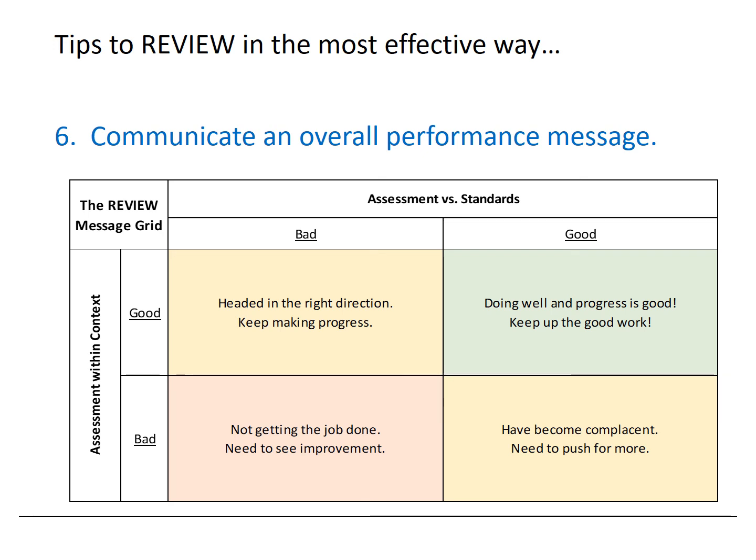The bottom right quadrant is when performance versus standard is good, but performance within context of the situation is bad. An example of this could be that the employee has been performing at standard for a while, but progress has stalled and they are coasting along without any further improvement. The message in this review situation is the employee has become complacent and needs to work harder to push for more. And the top left quadrant is when performance versus standard is bad, but the context provides acceptable explanation or rationale. This is like the new server we talked about a few minutes ago. The message here is that the performance is not yet at standard, but the employee is headed in the right direction and should keep making progress.